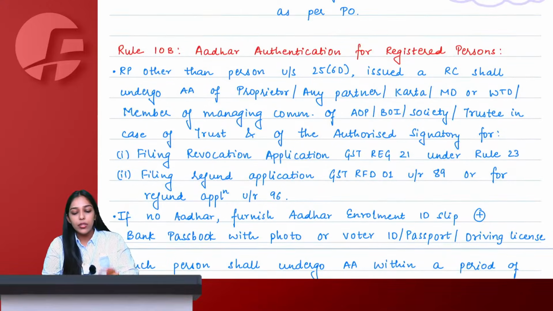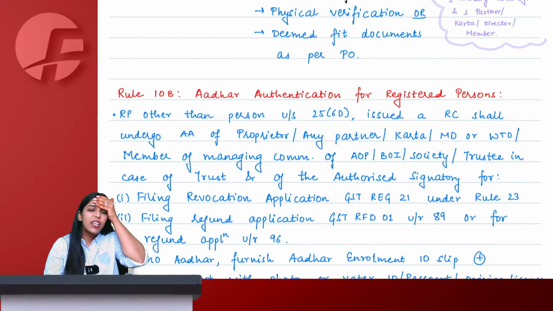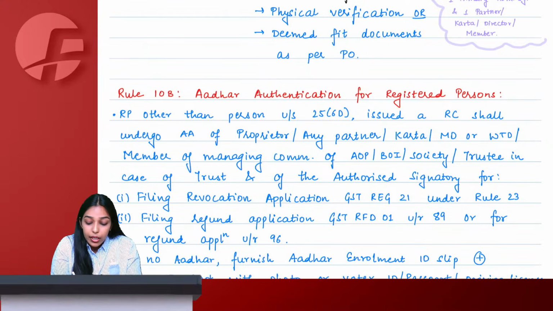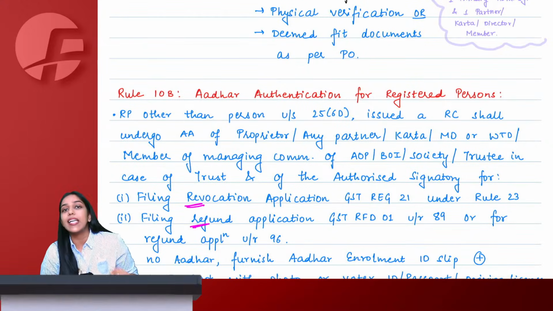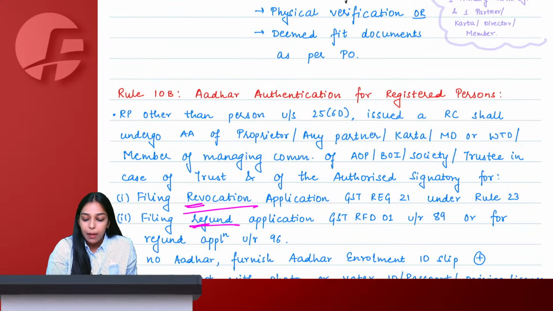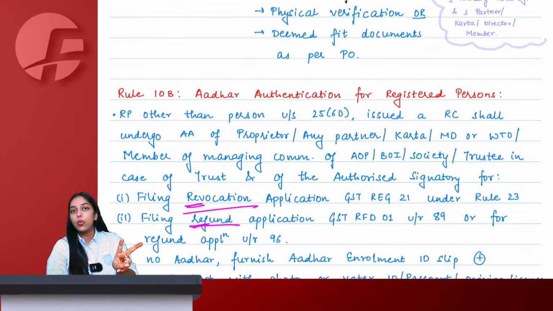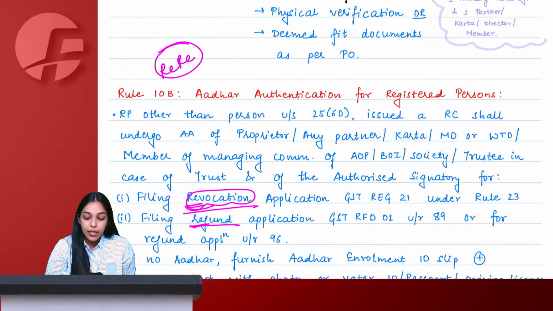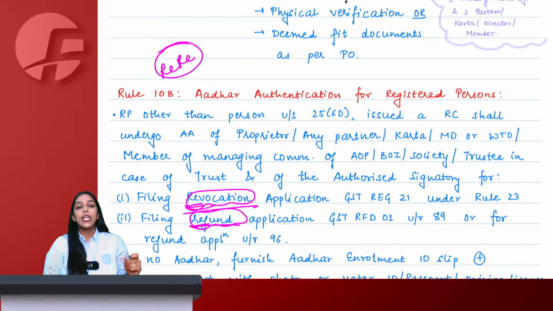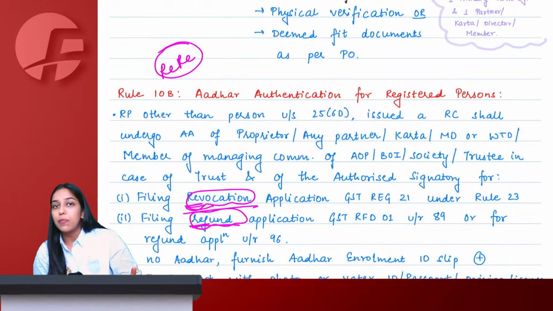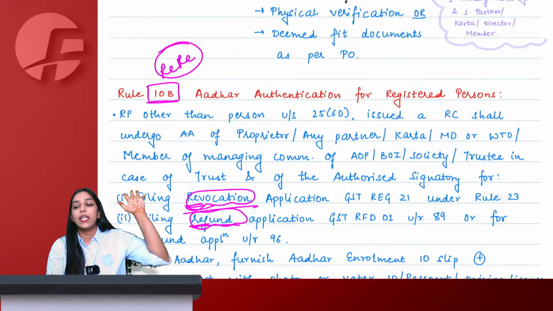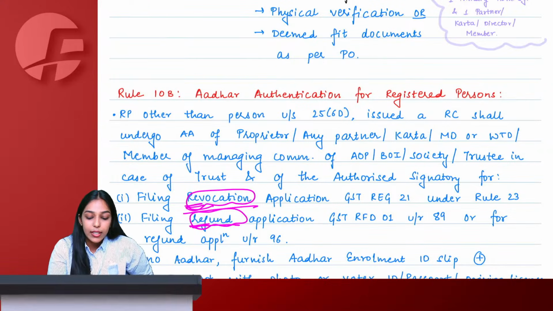Okay. And for two things, we call them RE. Which are these two things? RE. We are saying for RE and RE, which is revocation of cancellation application or refund application. If two things we want to do under GST, RE, which two things? RE. They are revocation of cancellation application or refund application. If you want to do these two particular types of applications under GST, then according to Rule 10B, it is mandatory that your Aadhaar should be authenticated.